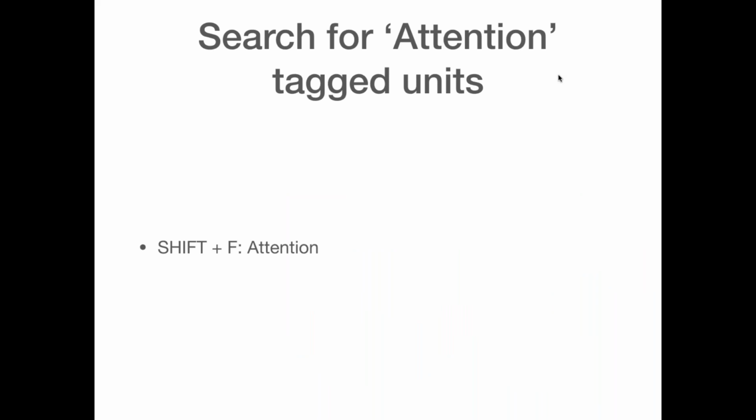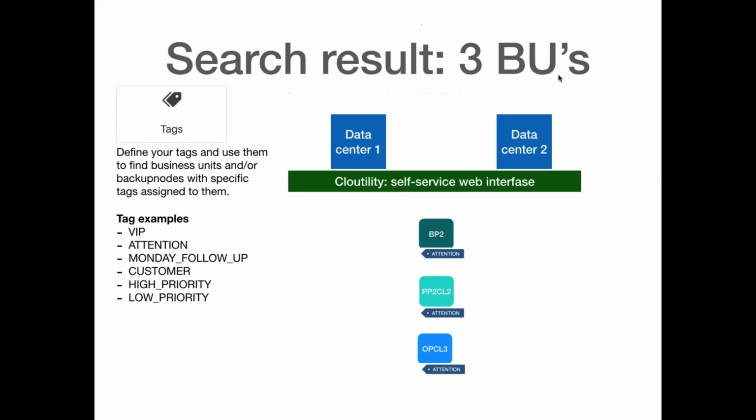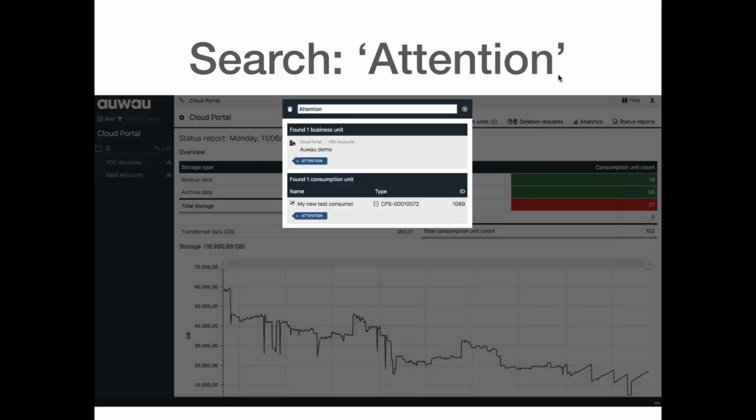Now I can go and search. Shift F in Cloudtility will pop up a search prompt where you can search for any business unit, for any users, for any node names, whatever you have in Cloudtility. But you can also search for tags. So if I type in attention, then the result would be, in this case that I just showed you, all other tenants will be removed, and you will actually see the 3 tenants tagged by attention. And if there were any nodes tagged by attention, those nodes would show up as well, of course.